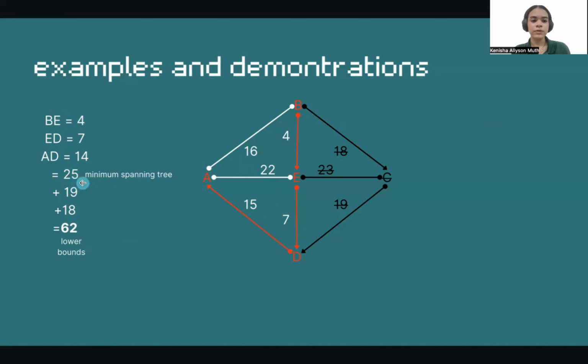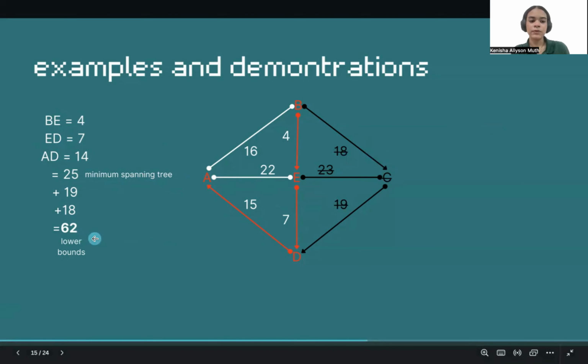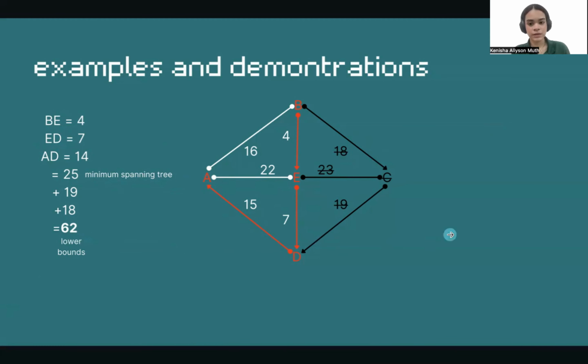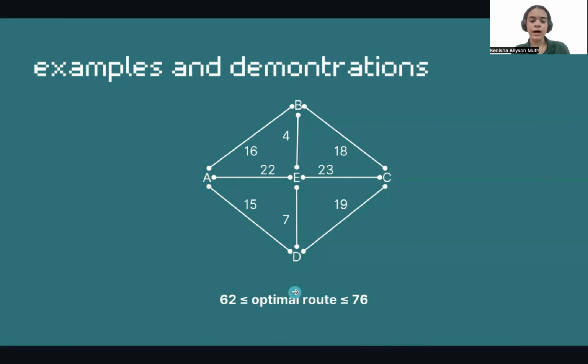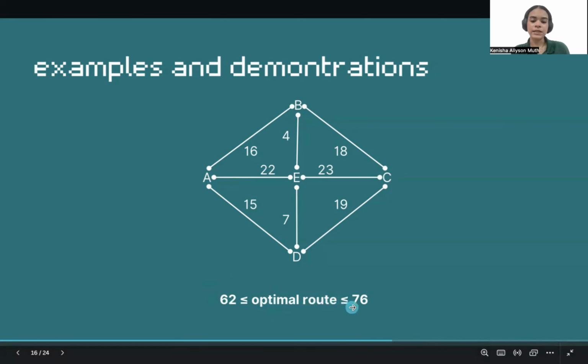which is equal to 25, which is not actually our lower bounds. It is our minimum spanning tree. And now adding 18 and 19 from city C, we now have 62, which is our lower bounds. So now we can conclude that our optimal route is less than or equal to 76, but greater than or equal to 62.